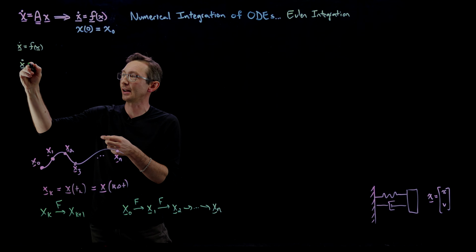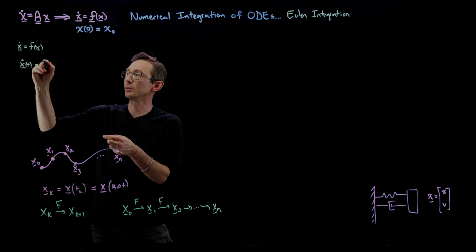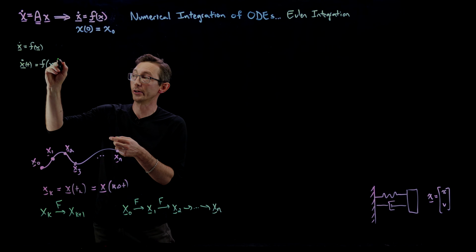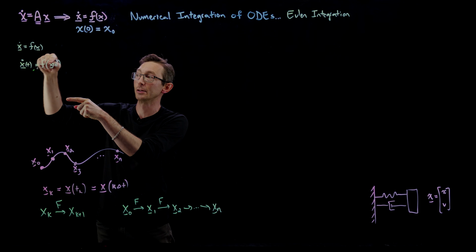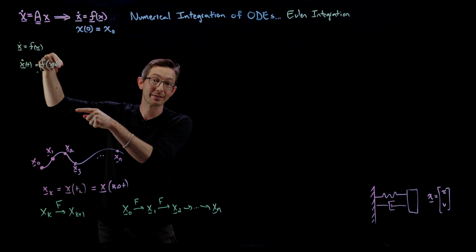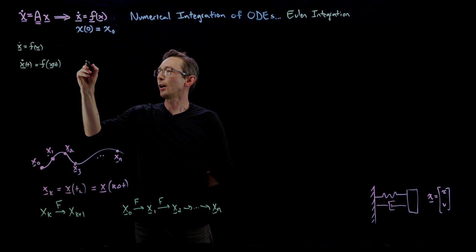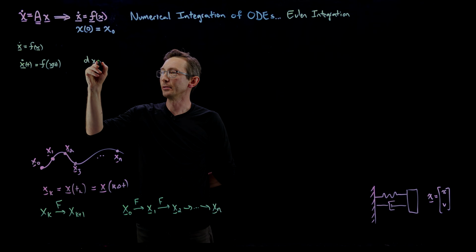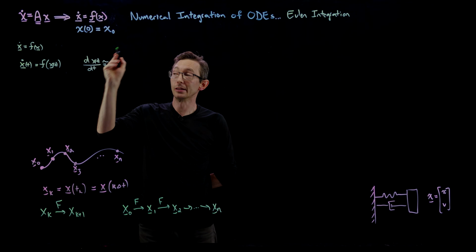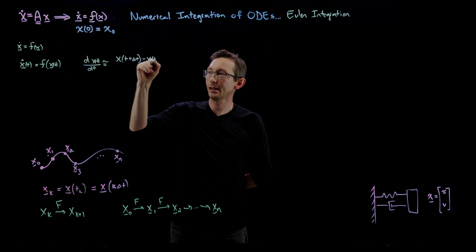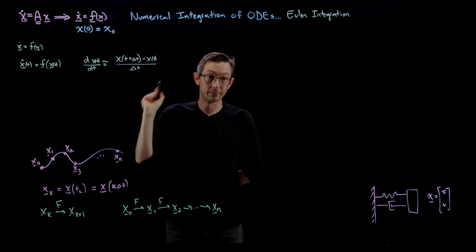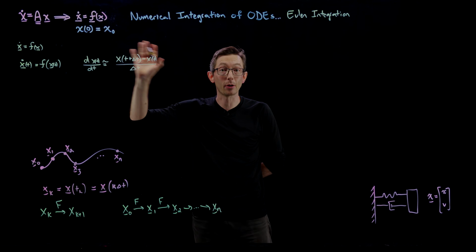This is really x dot of time equals f of x, which is also a function of time. At some time instant t, the derivative of x with respect to t equals f evaluated at my state at that time instant t. And so I can write this as dx of t/dt, or it's approximately equal to x at t plus delta t minus x at t divided by delta t. Okay, that's a very valid approximation.